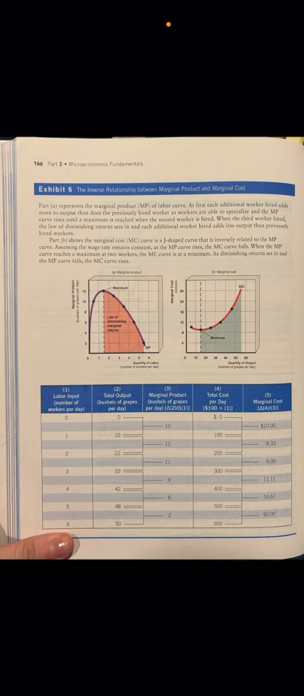When the second worker is hired, then the third worker is hired, the law of diminishing returns sets in, and each additional worker hired adds less output than the previously hired workers. Part B shows the marginal cost (MC) curve is a J-shaped curve that is inversely related to the MP curve. Assuming the wage rate remains constant, as the MP curve rises, the MC curve falls. When the MP curve reaches a maximum at 2 workers, the MC curve is at a minimum. As diminishing returns set in and the MP curve falls, the MC curve rises.